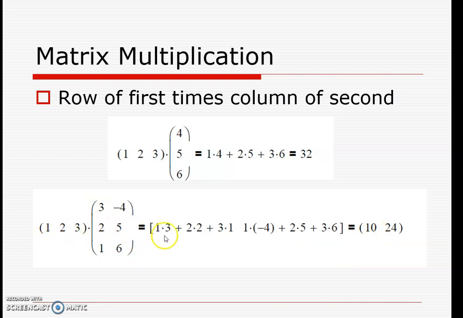Row times column, so 1 times 3, 2 times 2, 3 times 1. Then you move to the next one, so you go 1 times a minus 4, 2 times a 5, 3 times a 6. Add them up as you go, and then you get 10 and 24.